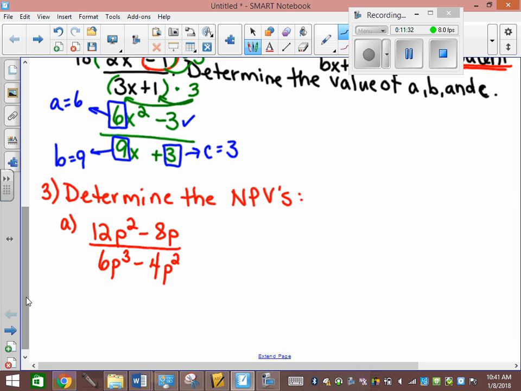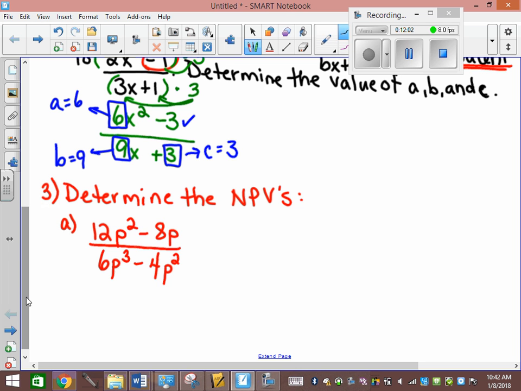GCF or difference of squares, right? We have to do GCF or difference of squares. So we're either going to do GCF or factor. We need to simplify them as much as possible because right now I can't state NPVs. If I went to go state NPVs, I'd say 6p cubed minus 4p squared can't equal 0 and then have to solve that. That's awful, first off, because you're going to have a p and a p on both sides. Too many p's. Okay? So what we have to do first is GCF or difference of squares.